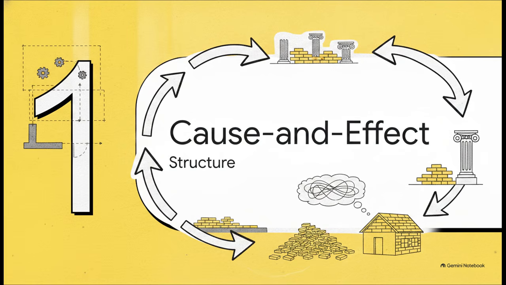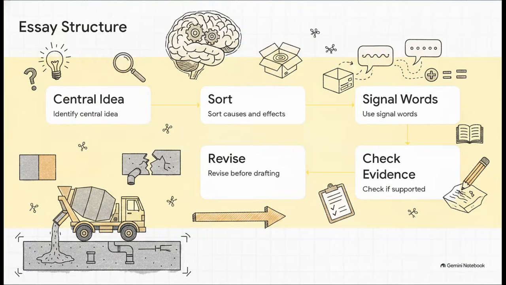Section 1. Structuring cause and effect, the architect's blueprint. Just like a building needs a rock-solid foundation and carefully sorted materials, an effective explanatory essay requires deliberate organization. You can't just throw bricks into a pile and call it a house, right? And you definitely can't just list a bunch of facts and call it an essay. To build that structure, you need a reliable method.